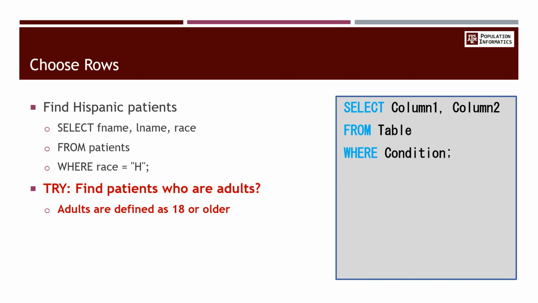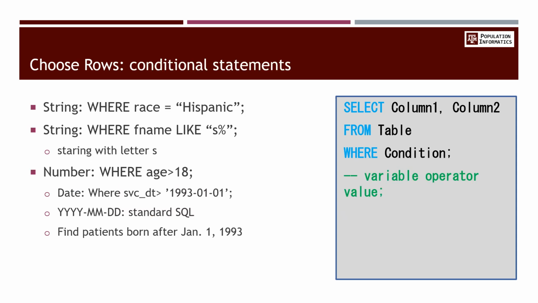Now your turn. How would you find patients who are adults when adults are defined as 18 or older? Again, pause the video and restart when you're ready. Yes, the conditional statement is written as where age is greater than or equal to 18. Here are a few more conditionals to consider. Do you see how this works? The next video will cover how to build conditional expressions and Boolean expressions in more detail. It will be important to spend some time to learn it.